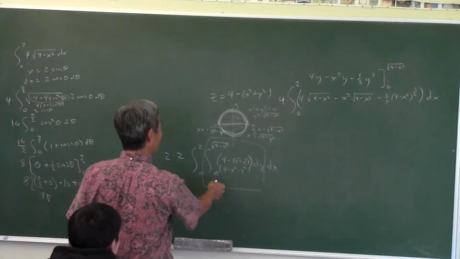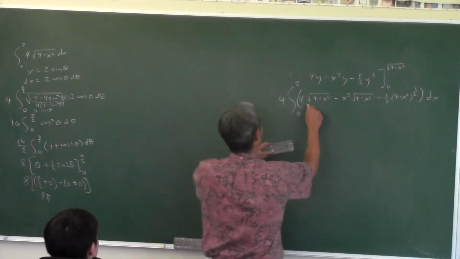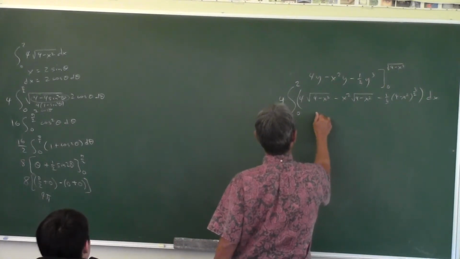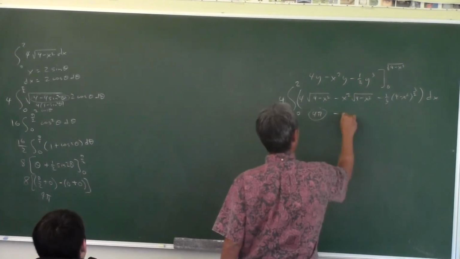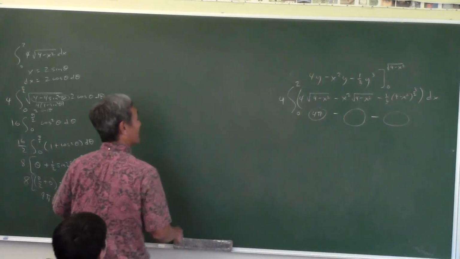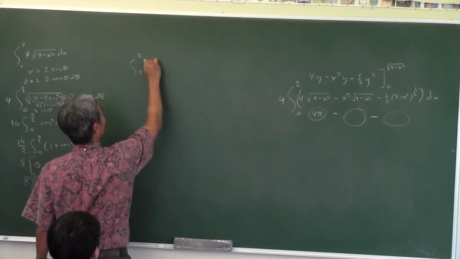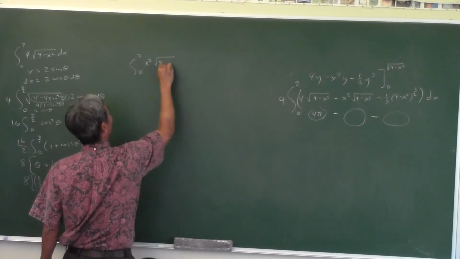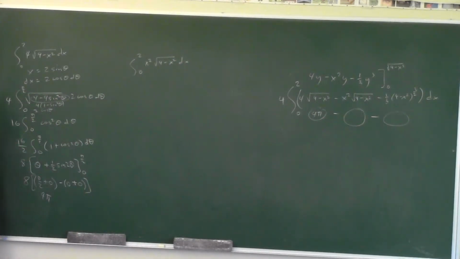Okay, can I erase this part here, because now we're going to move to the second one. We just figured out the first one. So this integral here is 4 pi. Minus, now we have to figure out that one, and then minus that one. The next integral from 0 to 2: x squared root 4 minus x squared dx. What technique am I going to use here, Jason? Wrong.